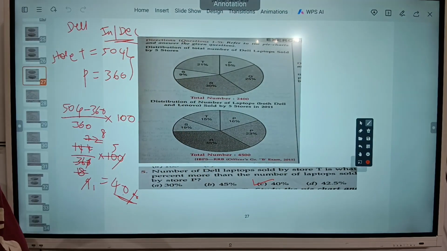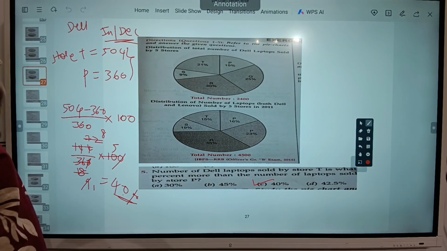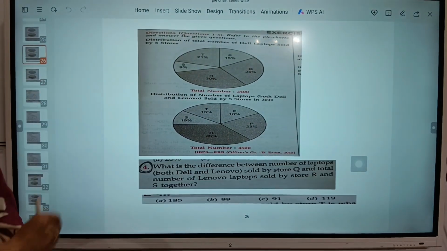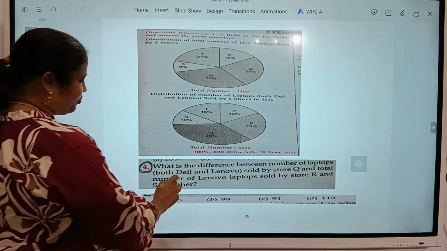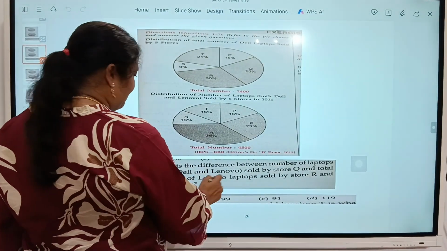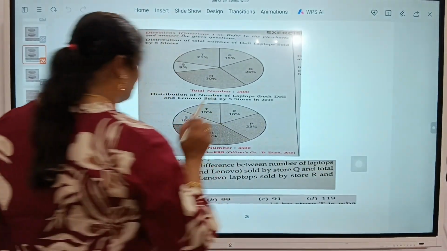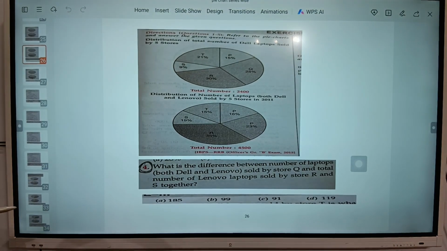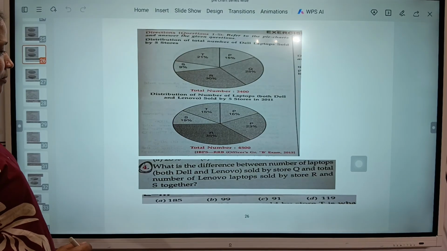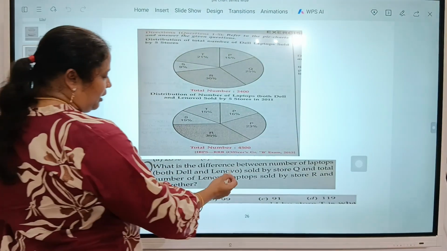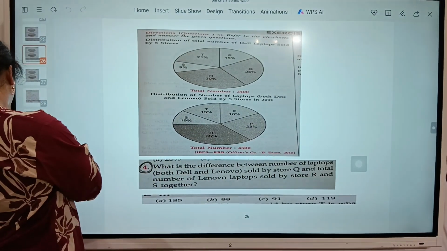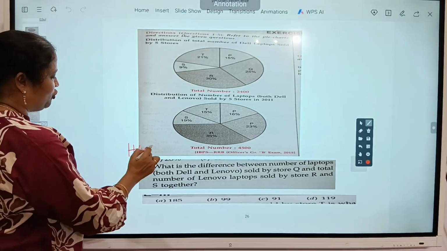C is the answer. So I want to give an exercise to you people. I will give a question, solve this and tell me the answer in the comment section. What is the difference between the number of laptops, both Dell and Lenovo, sold by store Q and the total number of Lenovo laptops sold by stores R and S together? We have to find the total number of Lenovo laptops sold by R and S, and from this make the difference with store Q. Take this question as homework. Solve and send the answer to me in the comment section.